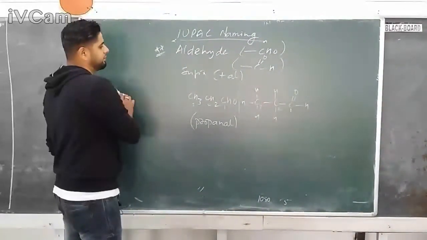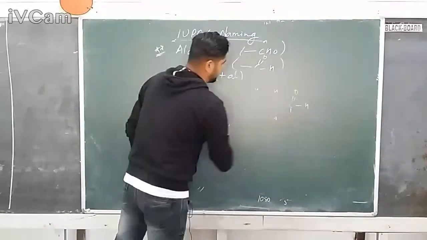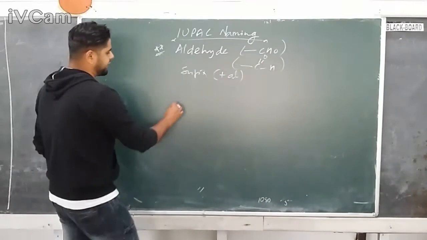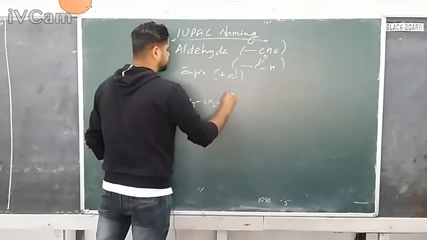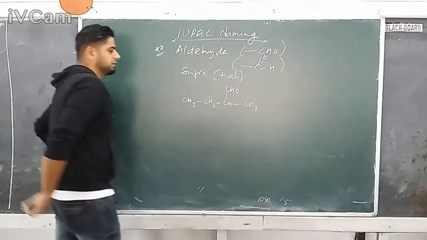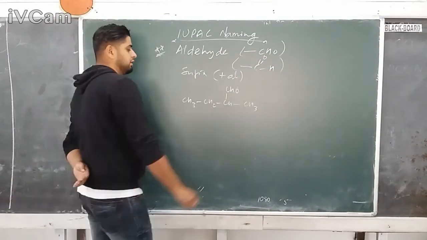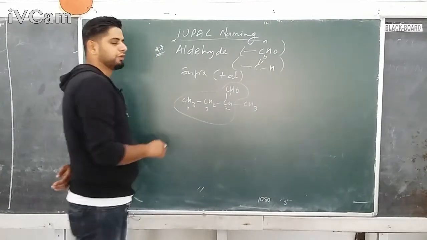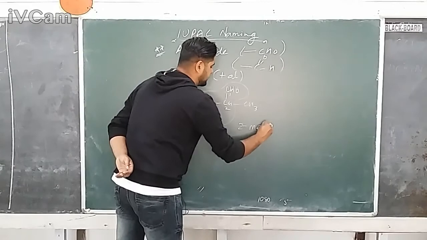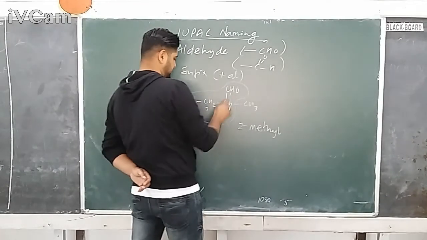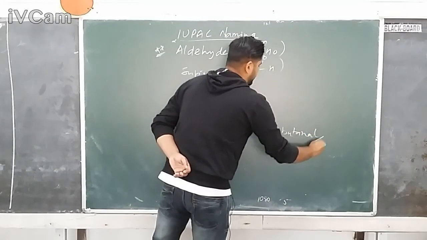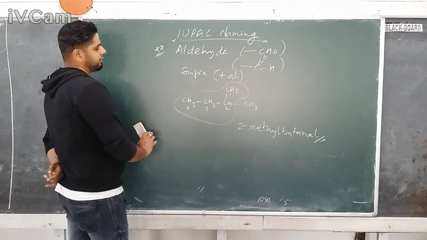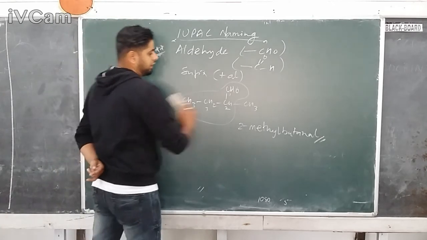Okay. Let us do another example. Look at the bottom. Don't get confused with this. So, CHO is there. You need to start the numbering from this side. This is the longest chain. So this is 1, this is 2, this is 3, this is number 4. At the second position, 2-methyl. What is this? Butanal. 2-methylbutanal. Got it? Understood?